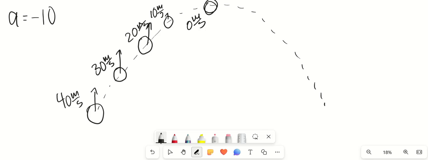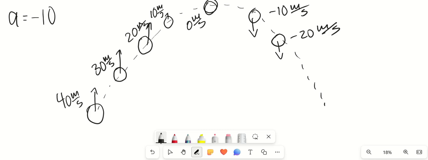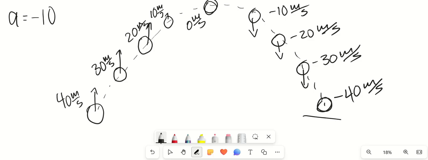Now, as we start moving downwards, we have -10 meters per second. Now our acceleration and our velocity are matching signs, so we're going to see speeding up here. A second later, we're going to be at -20 meters per second. It's moving faster and faster in the downward direction. Next second, we're going to have -30 meters per second in the downward direction. It's moving faster and faster. Right before it hits the ground, it's going to be moving at the same speed that it started at, but in the opposite direction. So now we have -40 meters per second, and right here, it's going to smash into the ground, and the motion's going to stop.